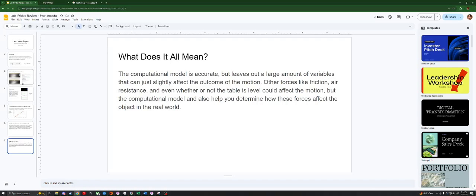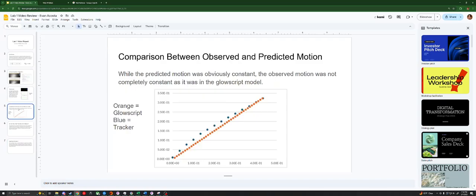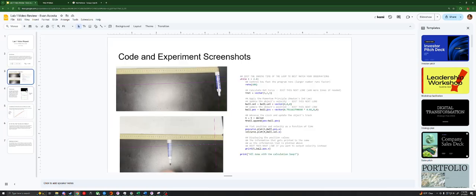For instance, you could use the computational model to determine what kind of net forces are being applied to the marker. For instance, here, the velocity for the observed motion in the real world seems to be less than the velocity in the computational model, and it is not constant. You can tell that there must be some kind of net force, and you could imply that it might be friction or something like that.